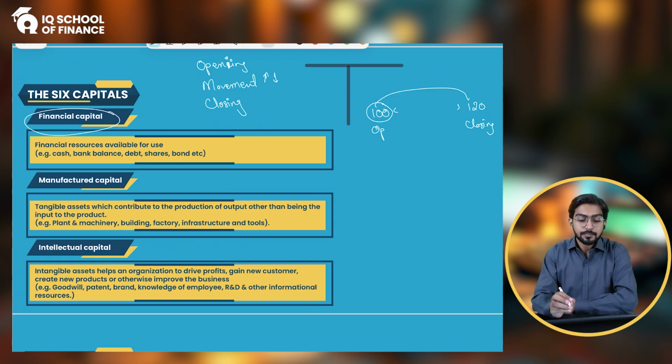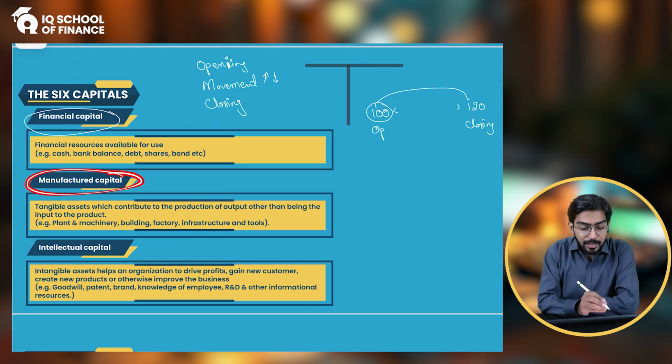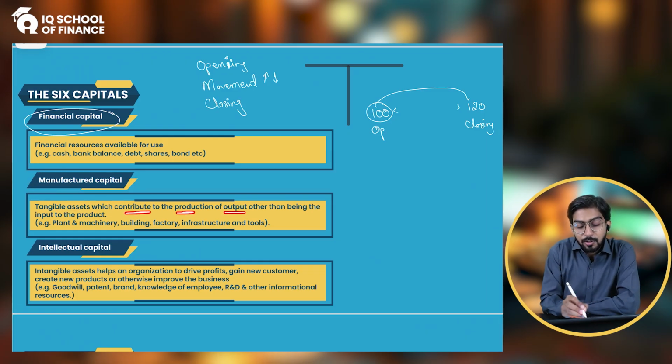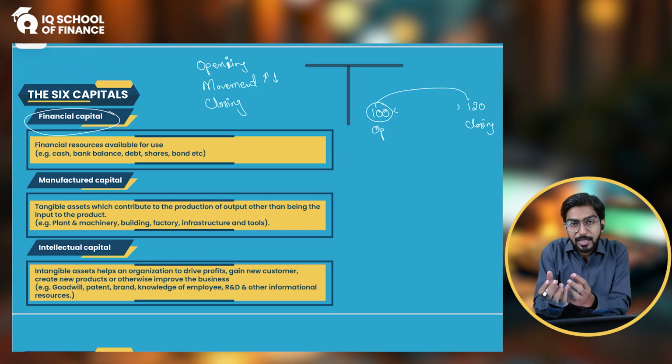All right. Then manufacturing capital. The manufacturing capital includes all the tangible assets which contribute to the production of the output other than being input to the product. The manufacturing capital means all the tangible assets that contribute to producing the output, like your machinery, your plant, your factory, your robots. So these are the manufacturing capitals.